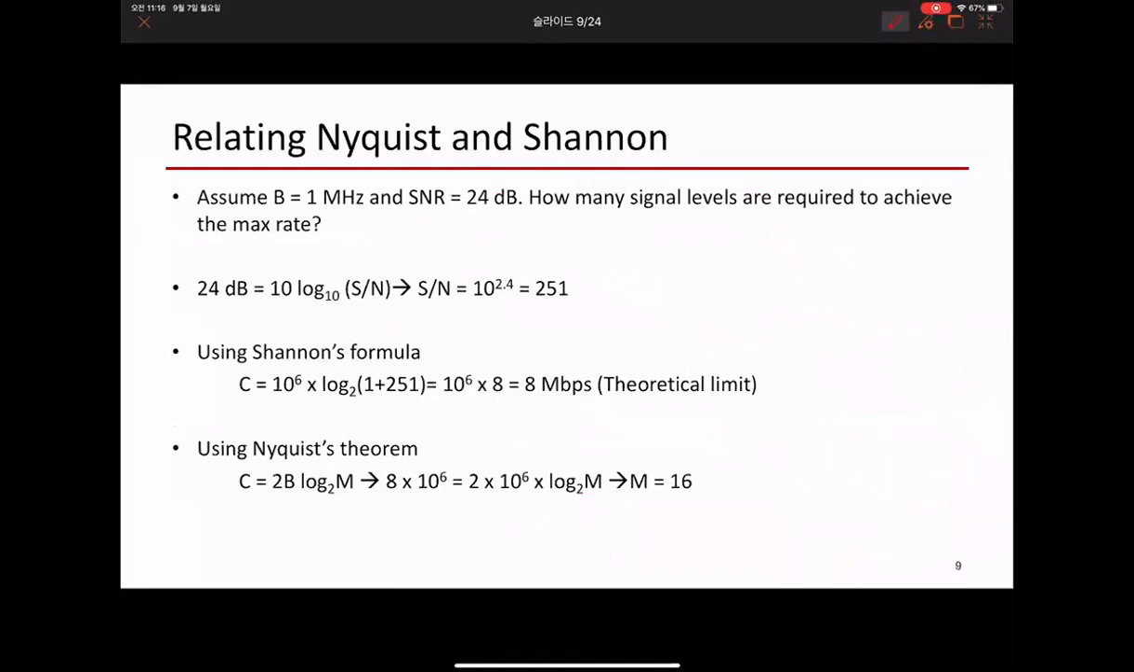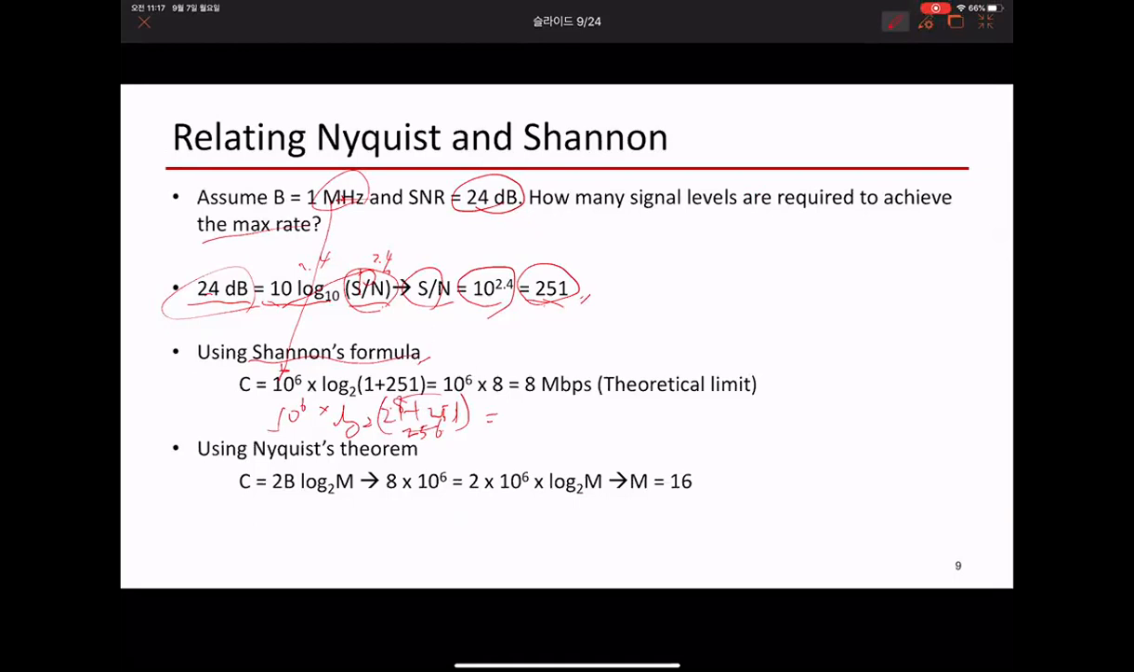So relating Nyquist and Shannon, assume B is 1 mega and SNR is 24 dB. How many signal levels are required to achieve the max rate? Okay, let's calculate this. Since we talked about dB, I have to convert it to a power level. 24 dB is 10 log 10 SNR, so SNR should be 10 to the 2.4, which is 251. And using Shannon's capacity, I'm using 1 mega, 10 to the 6, log 2, 1 plus SNR 251. Calculating this gives about 256.